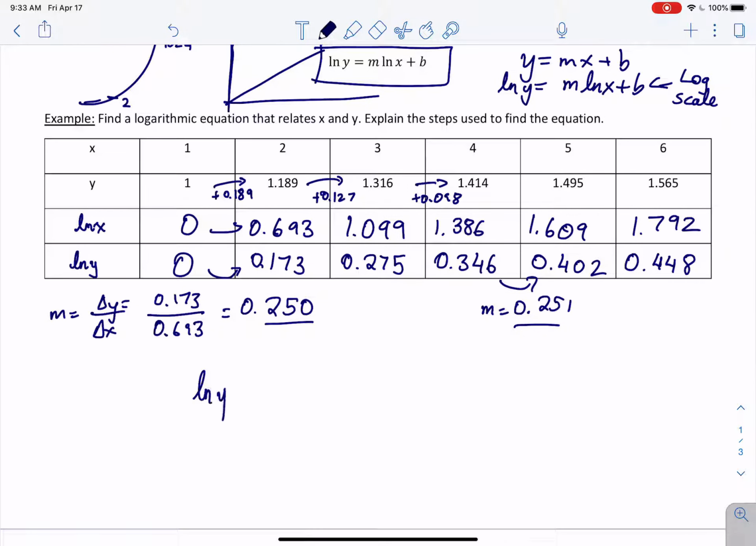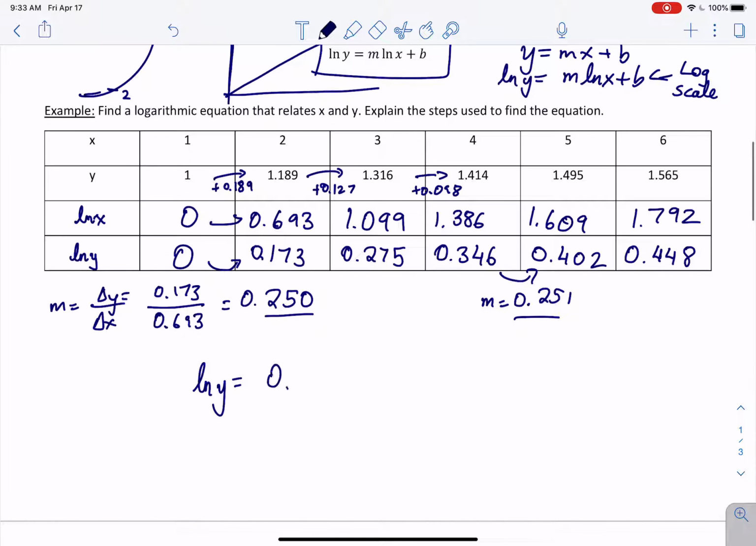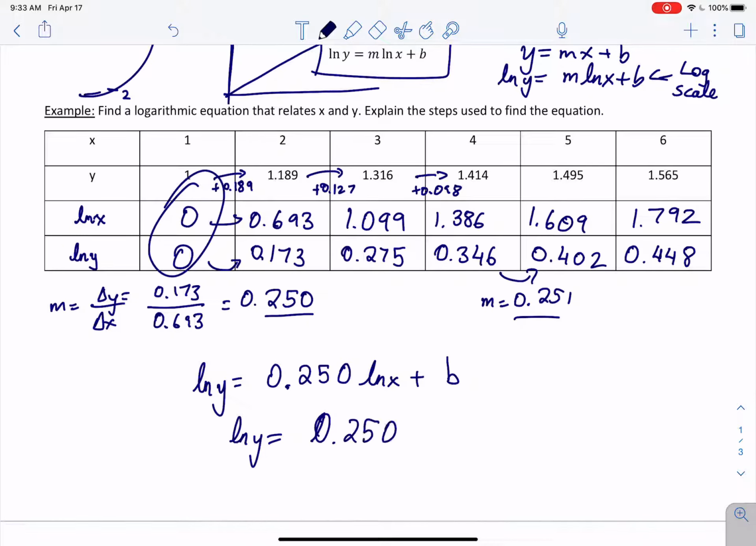So then I can write this equation. Natural log of y equals slope of 0.25 times natural log of x, plus b. And then the b value is the y-intercept. Well, I have the y-intercept over here. It's 0, 0. And so b is just 0. So this is natural log of y equals 0.250 natural log of x. So that's your basic logarithmic curve fitting process that you'd have to do.